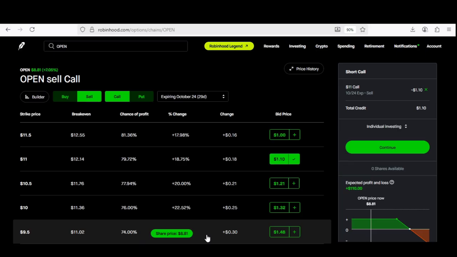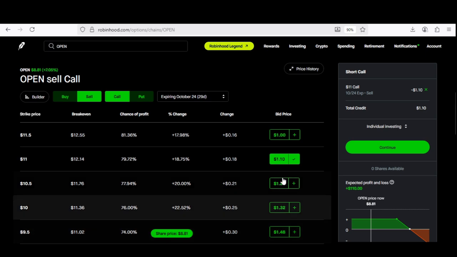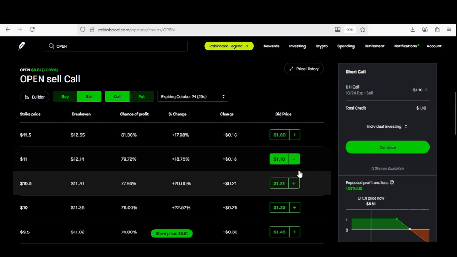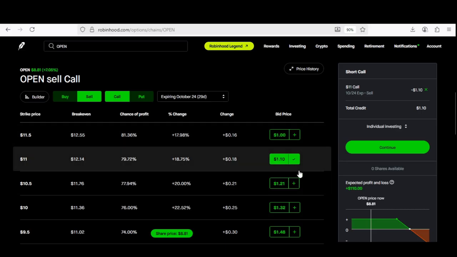Now, here's the other thing about the covered call option strategy. Not only are you going to stand to get this amount of money, it's not going to be exact, it's going to fluctuate during the months. But the most important thing, the money is yours to keep.